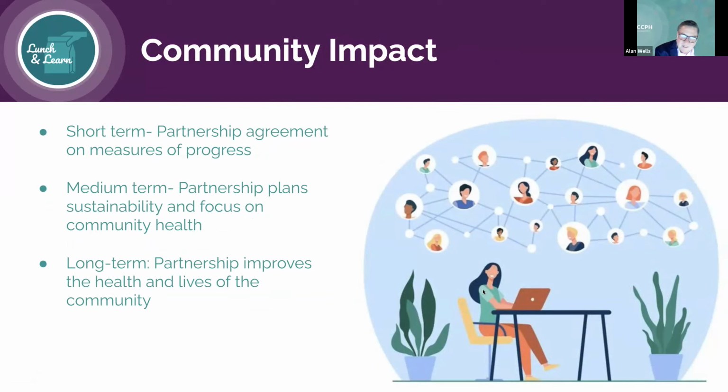And for long term, in your partnerships that you're working with, do you improve the health and the lives of the community in ways that are measurable to them and to your scientific funders? And this kind of nuance is in communication. It is a structure that sets up and facilitates these kinds of processes with your community academic partnerships. Next slide, please.